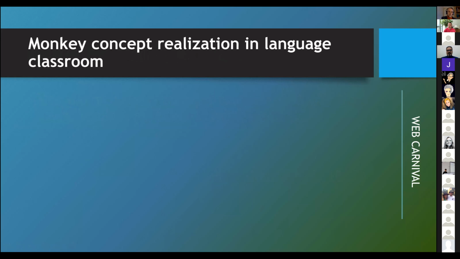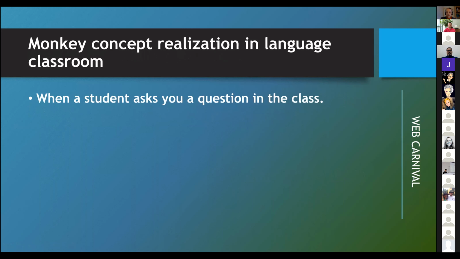The realization of a monkey concept in language classroom can be this statement when a student asks you a question in the classroom. So we have heard a lot from the experts of the field that when a student asks you a question in the classroom, mostly you don't know the answer to it, how you would reply to it. So I want to ask you this question. We can write in the chat box if you wish, what would you do if you don't know the answer to a question that you're asked in language classroom?